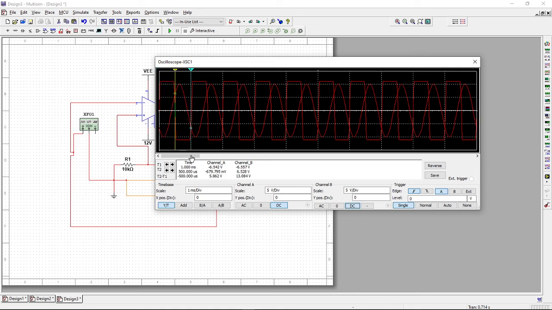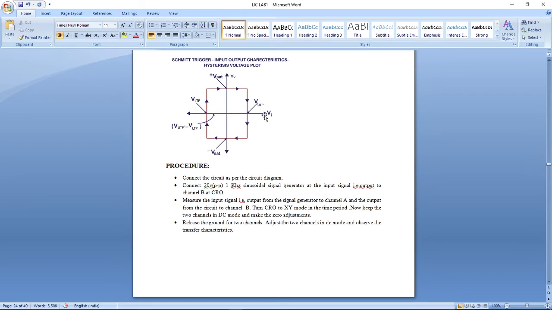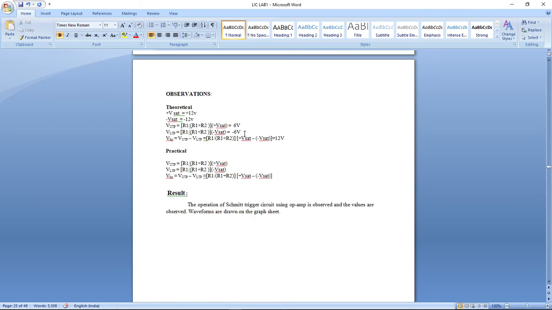If I keep it below the reference line, at the intersection point below the reference line, I can observe that means T1, which is observed as minus 6.55 volts. That means nearly minus 6 volts. If I check the theoretical values, they will be plus 6 volts and minus 6 volts as the resulting UTP and LTP. So I will note the plus VSAT and minus VSAT, and plus UTP and minus LTP.